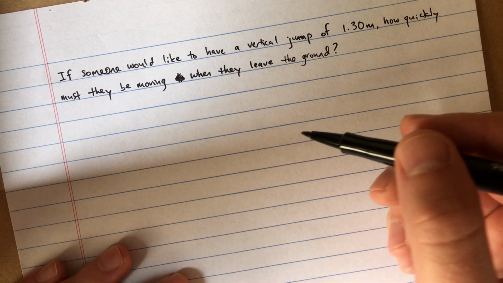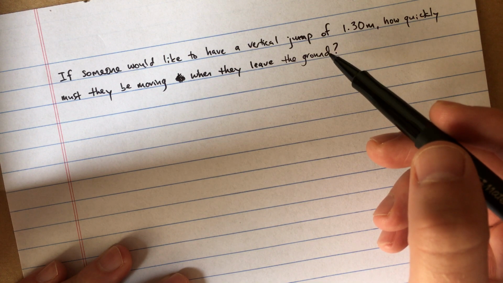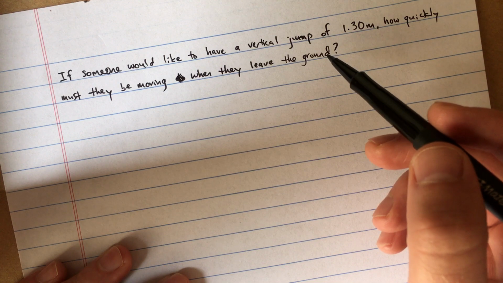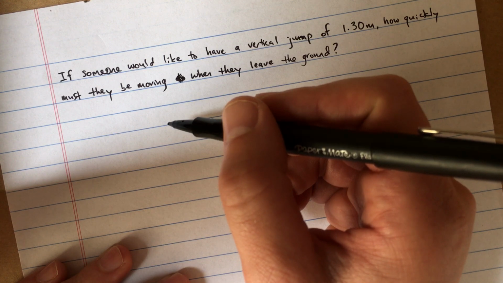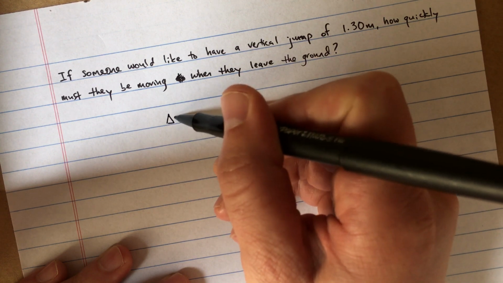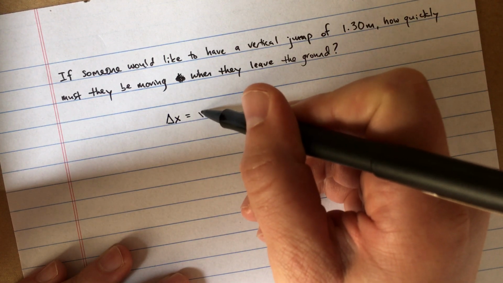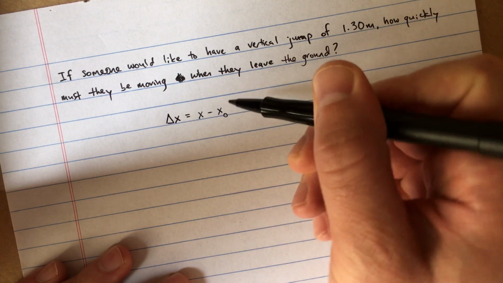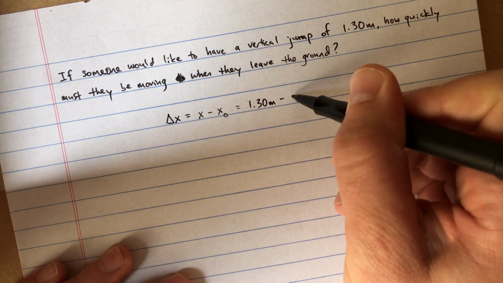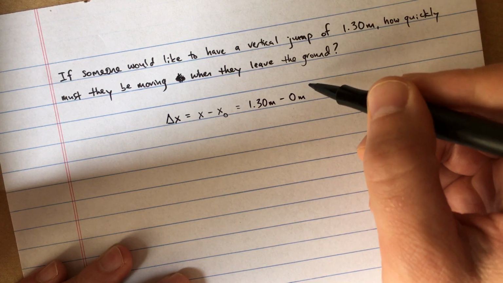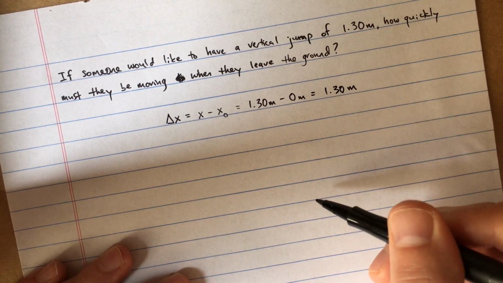And what we want to do in any problem is examine the information that we've been given. Some of that information is given in numbers, right? So the vertical jump should be 1.30 meters. In terms of the quantities that we'll be using in our equations of motion, that is delta x or delta y or whatever you like, right? Because the final position is 1.3 meters off the ground, and the initial position is on the ground, which we'll call 0, the origin of our coordinate system for this problem, okay? So, long-winded way of saying that delta x is 1.30 meters.